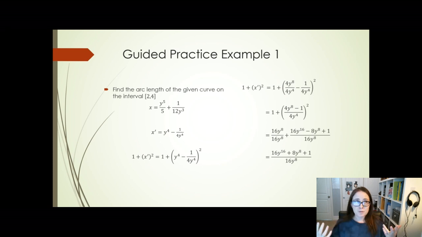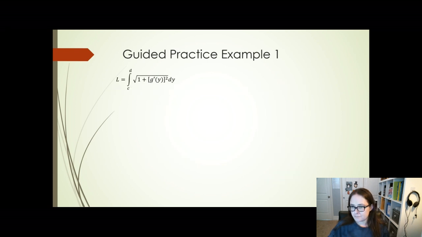And remember, I have to plug this into a square root. So ideally, these are two things that are perfect squares, so the square and the square root will cancel. I'm going to factor the numerator, which does factor into (4y to the 8th plus 1) squared. And so now I have something that is a perfect square, and I can plug it into the square root in the formula to simplify it pretty nicely.